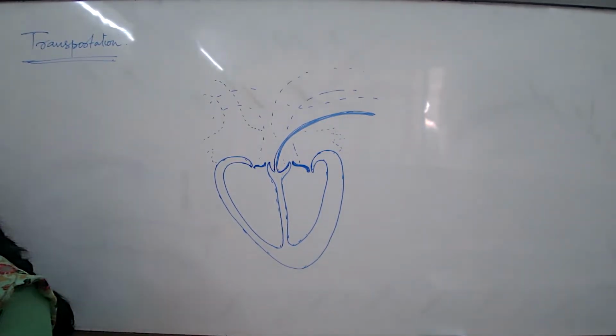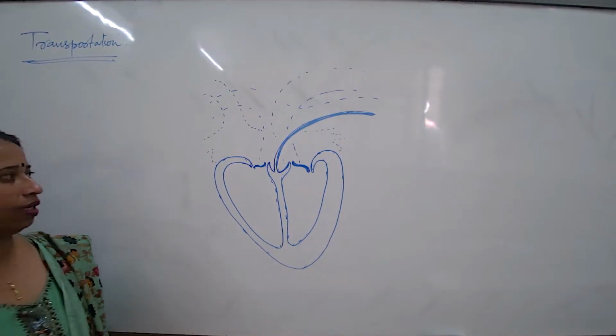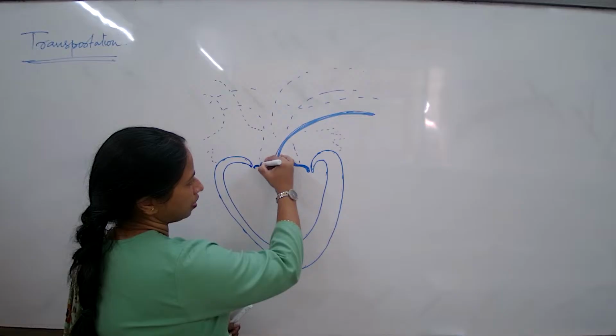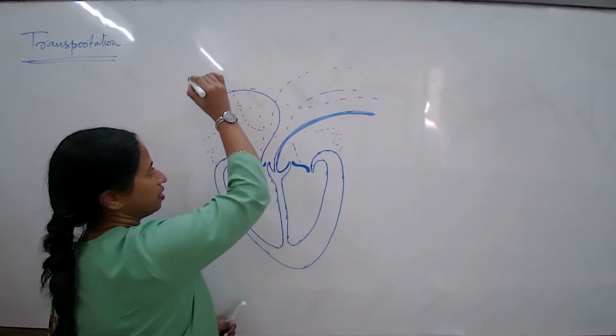Okay, so this is what I am drawing now, one part of the pulmonary artery. So you have to draw the other part now. The other part will always arise from here. It's a vessel, so you have to draw it like a blood vessel.